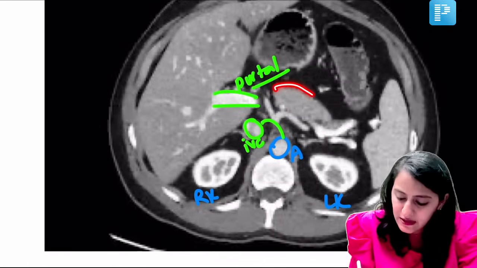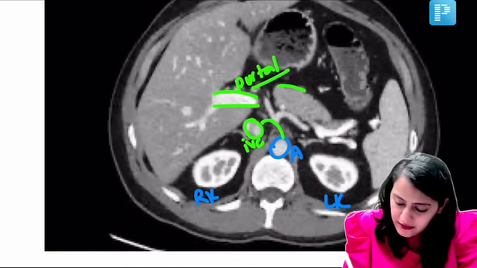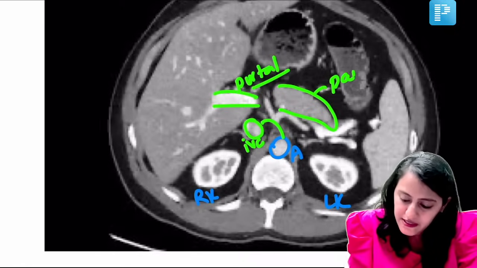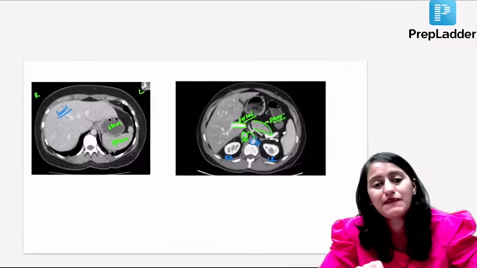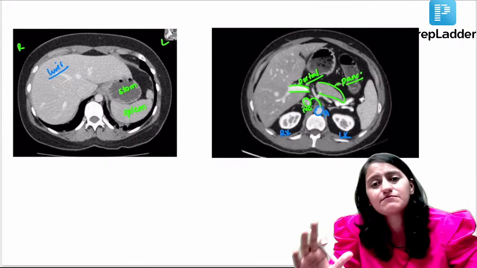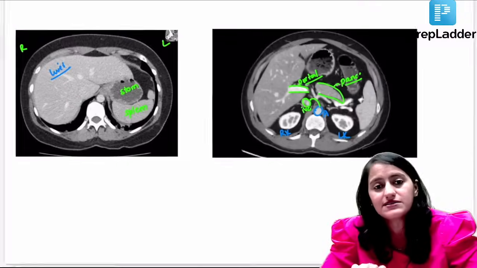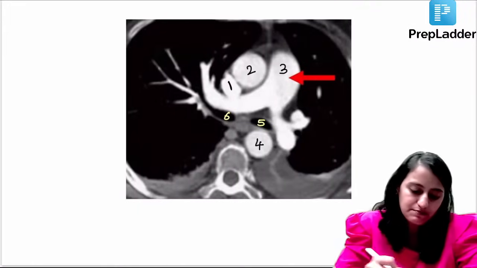And what are you seeing here? What is this structure here? Going towards the spleen, this is going to be pancreas. Okay, this is going to be pancreas. So recent FMGE exam, stomach, liver, spleen, pancreas, right? They have been asked in anatomy, very, very important.